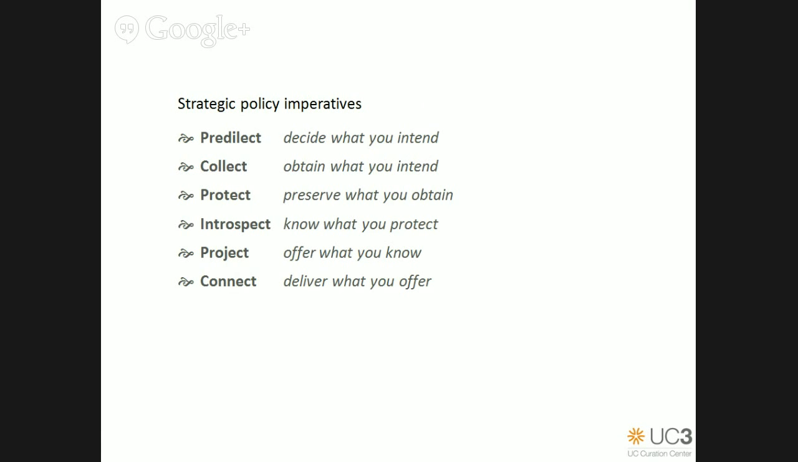Another thing that we have looked at is the notion of strategy and policy. And in this area, we've tried to wrap everything up into these six high-level imperatives. One preliminary imperative, predilect, dealing with decisions you make about what you intend to do, and then five further implementational imperatives. Collect, obtain what you intend; protect, preserve what you obtain; introspect, know what you protect; project, offer what you know; and finally, connect, deliver what you offer.